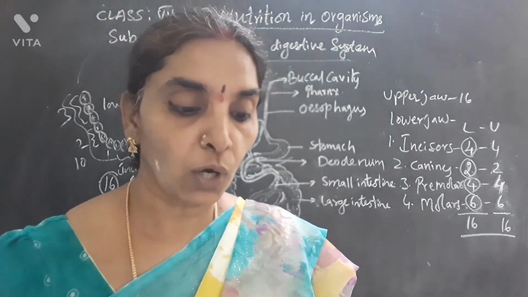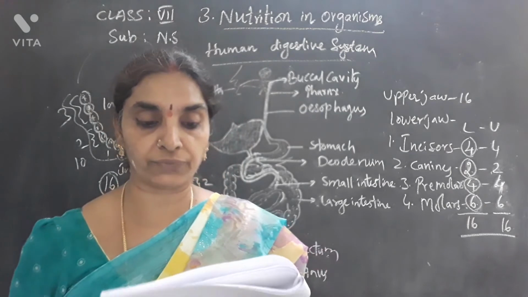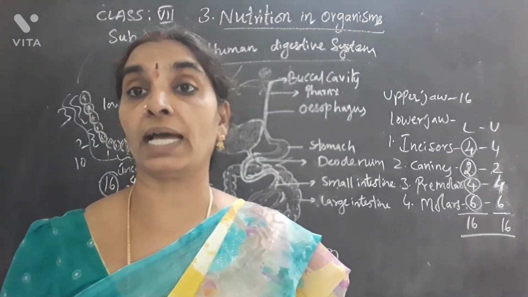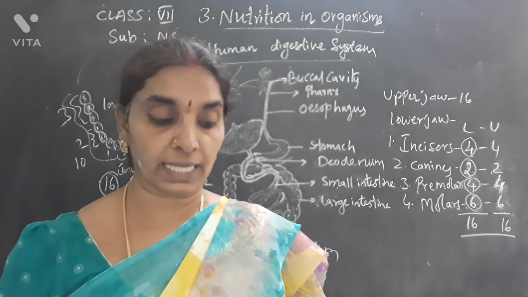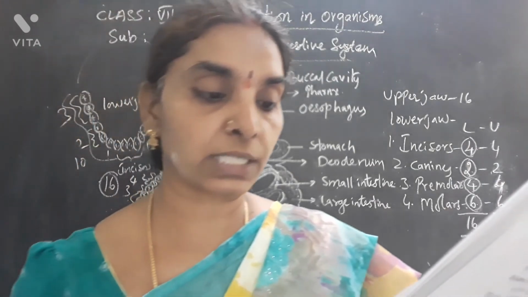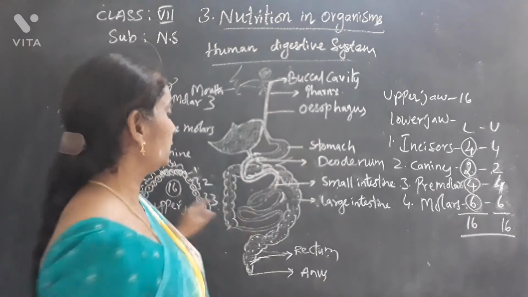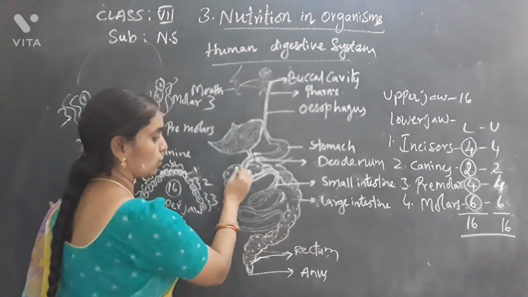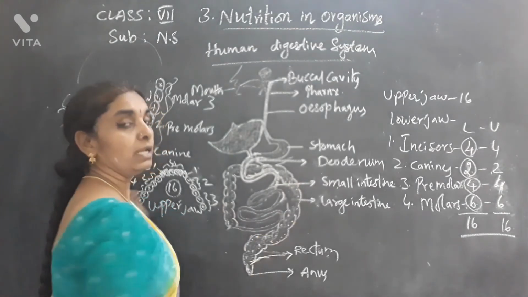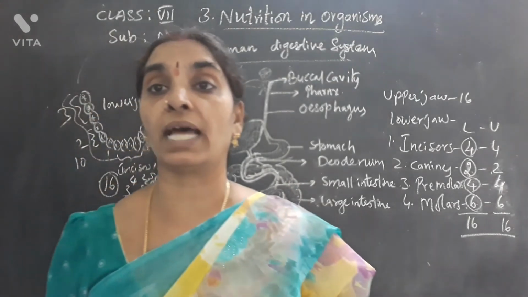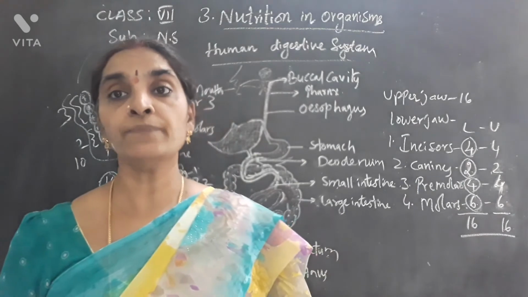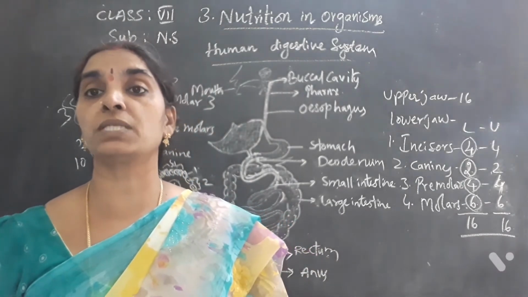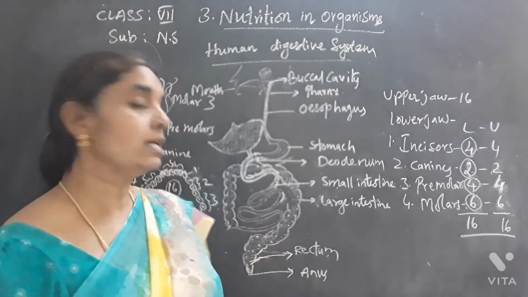Next question. What absorbs the digested food from our digestive tract? Digestion ends in the small intestine, and from there it moves through the large intestine. The large intestine absorbs the digested food from the small intestine.